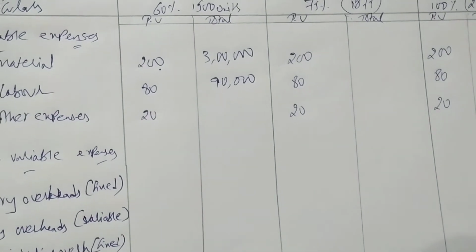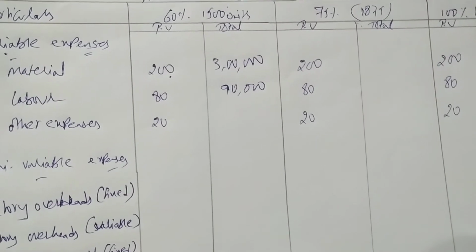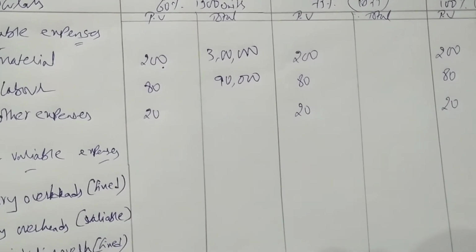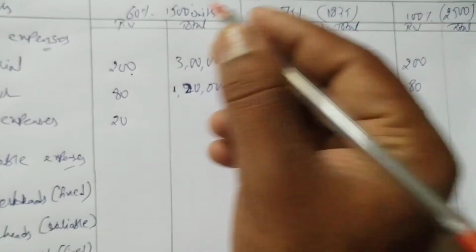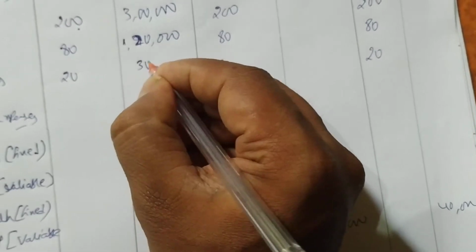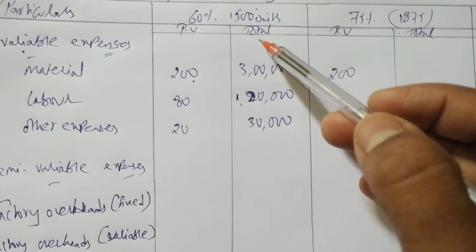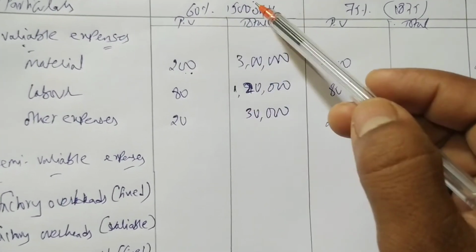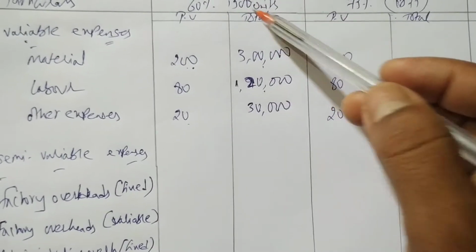80 into 1500, 1,20,000. Sorry, 1500 into 80, 1,20,000. Done. 20 into 1500, we get 30,000. Easy. It's very easy. How to find out total of material means per unit multiply with units. 200 into 1500, 3 lakhs. 80 into 1500, 1,20,000. 20 into 1500, 30,000.